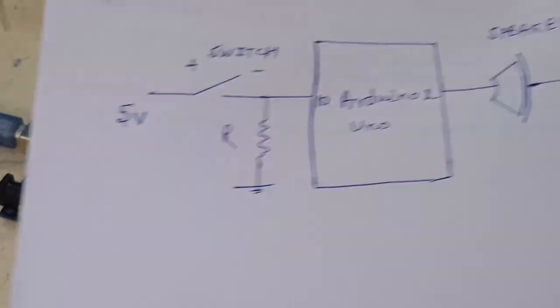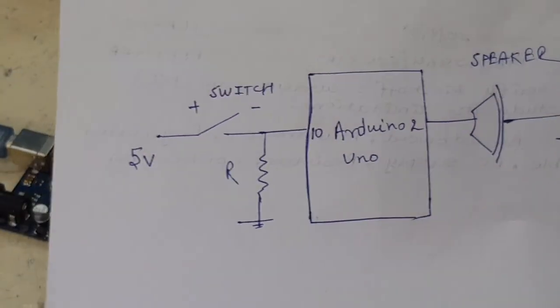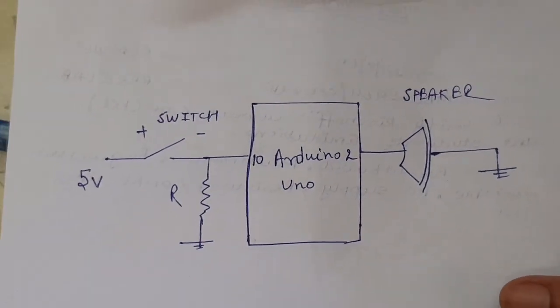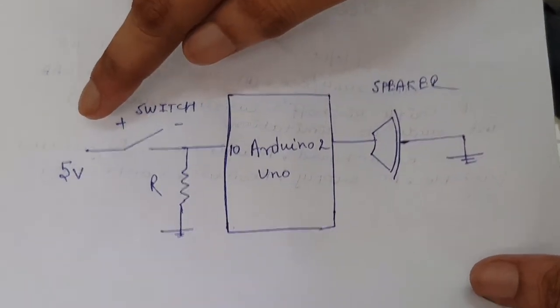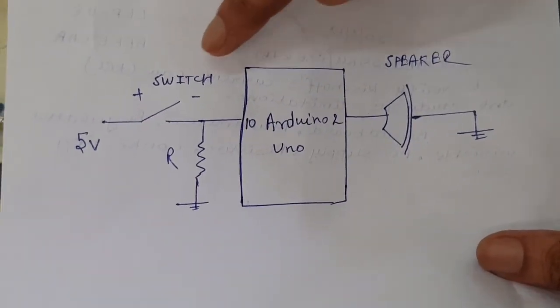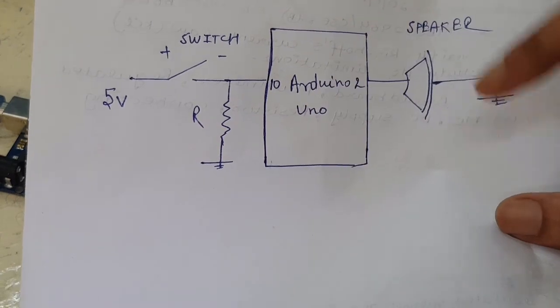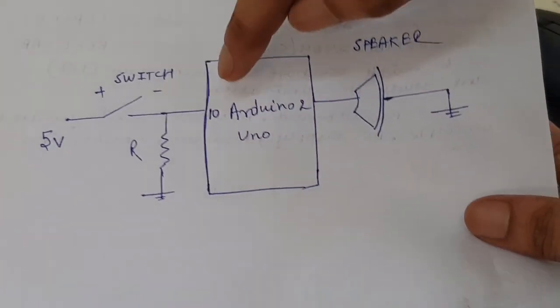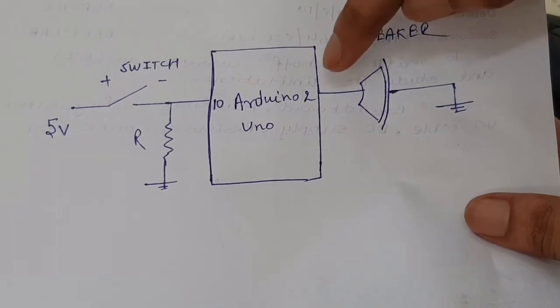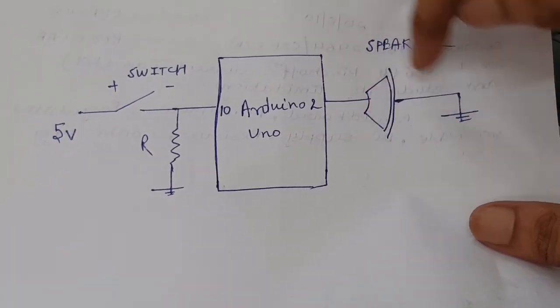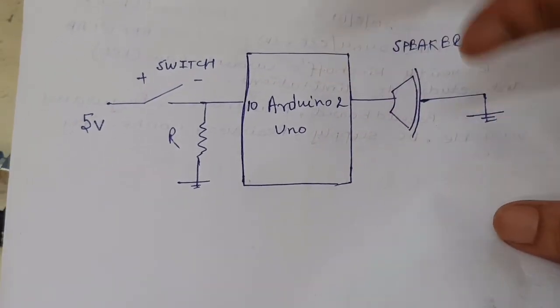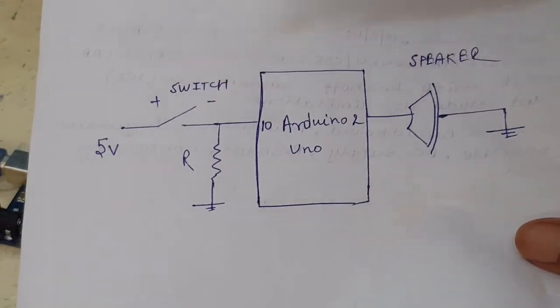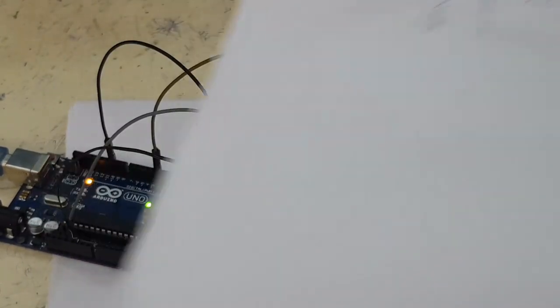So this is our circuit diagram. We have connected the 5 volt supply, and this is our switch, and that is the resistance, and this is our Arduino board. We are giving the input on pin number 10, and we will check the output at pin number 2, and that is our buzzer. So when we push our switch, the buzzer will be turned on.